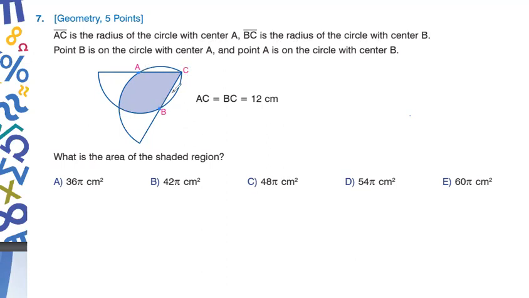Since this is equal to this, if you look at this semicircle, AC is a radius, and at the same time AB is also a radius. And if you look at this other semicircle, BC is a radius and BA is also a radius, meaning that these two semicircles are identical. And we are told AC is 12, so this is 12 and this is 12.